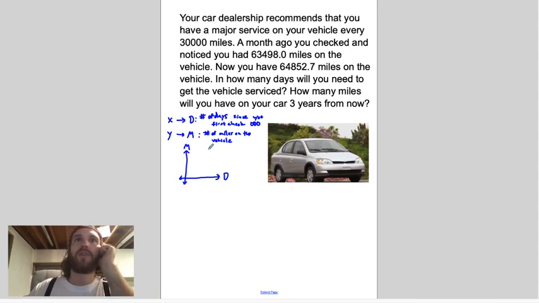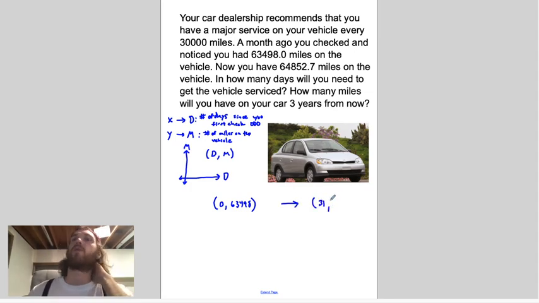Okay, our two data points, and they're going to be in the form D, M. So in this case, D is the number of days since you first checked. Well, when I first checked, 0 days had passed, and the car had 63,498 miles. And then our second data point is a month later, so we'll assume the month has 31 days just for the sake of this problem, and the car has 64,852.7 miles. So we have our two data points.